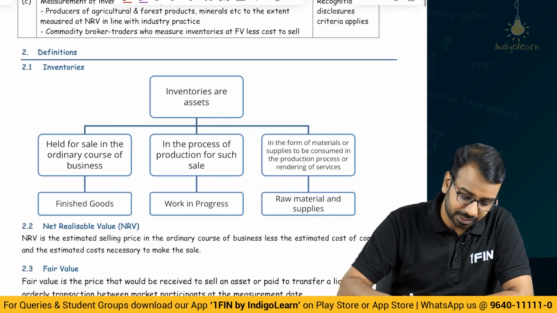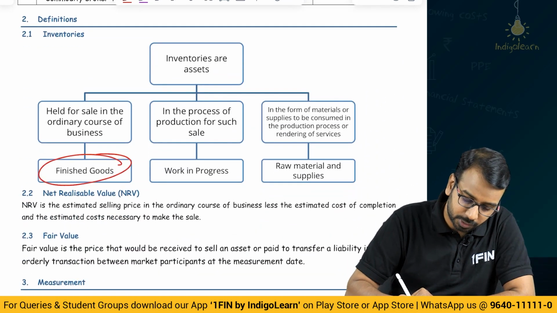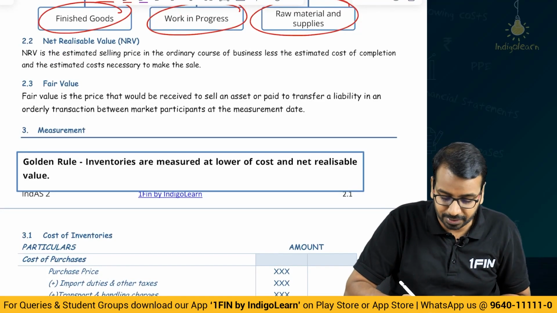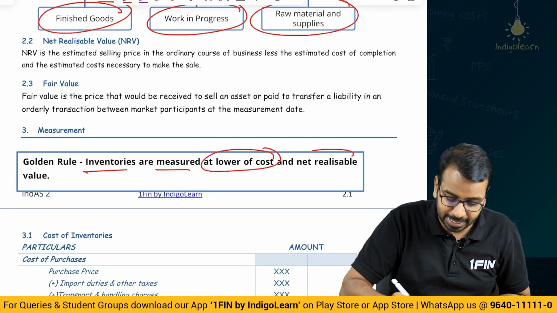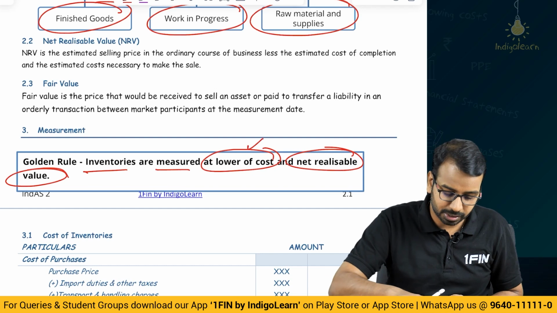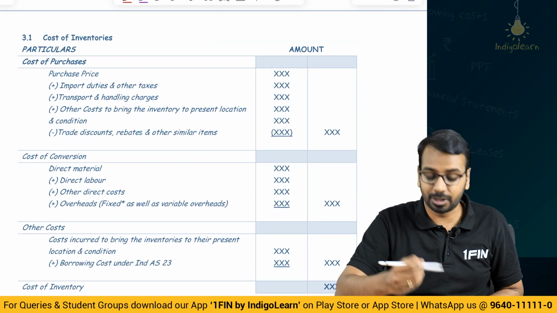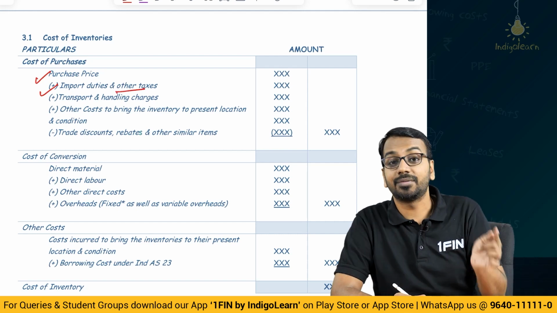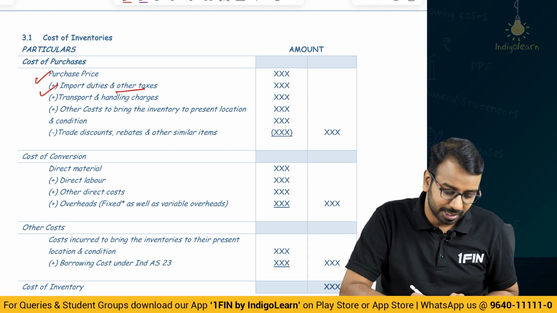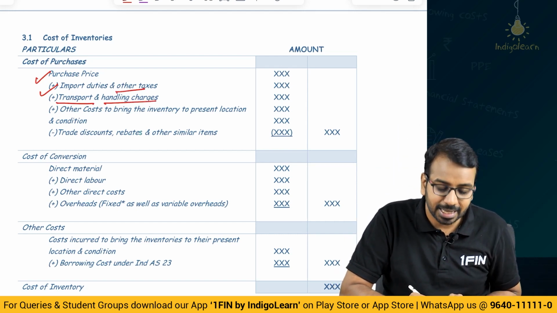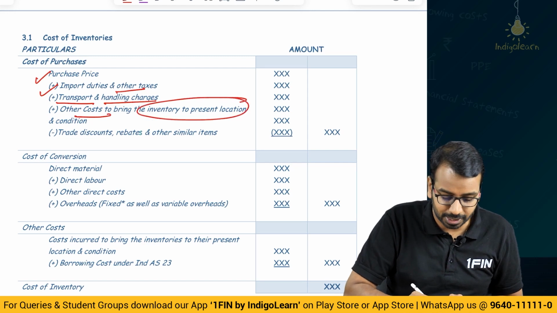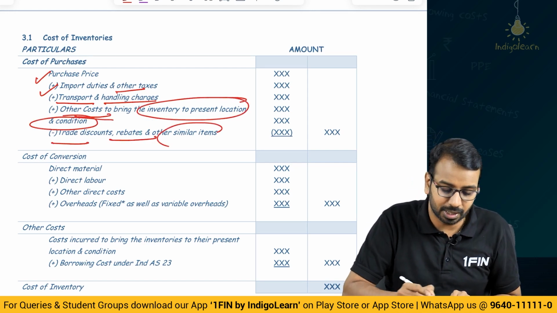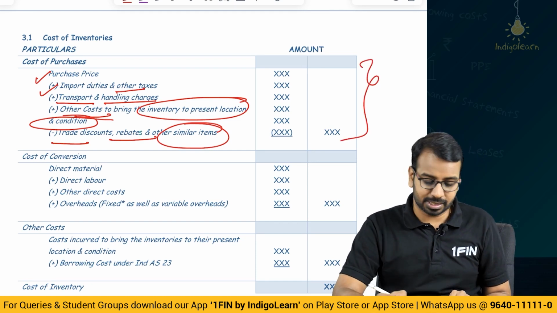Now as far as inventories are concerned, inventories comprise finished goods, work in progress, raw material and supplies. The most important thing that you have to remember here is inventories are measured at lower of cost and net realizable value. Now what is cost? For cost we will include purchase price, import duties and taxes. If they are refundable, we will exclude them. Then we will include transport and handling charges and any other cost to bring the inventory to present condition and location. We will deduct trade discounts, rebates and other similar items. So this is as far as the cost is concerned.